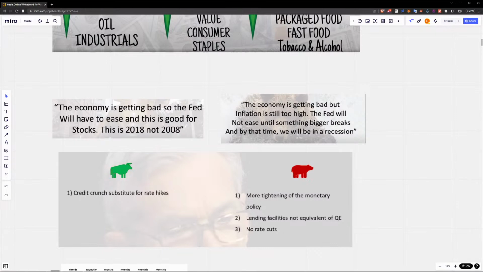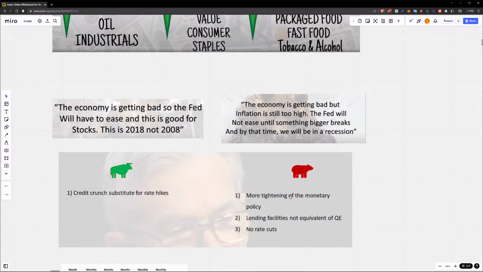And the bearish case is that economy is getting bad, inflation is still too high, Fed will not ease until something bigger breaks. This is the theme, like the Silicon Valley Bank or these other cryptocurrency banks. They are the start, but once the toothpaste is out of the tube, it's not easy to get it back in. So this will become larger and bigger by a snowball effect.